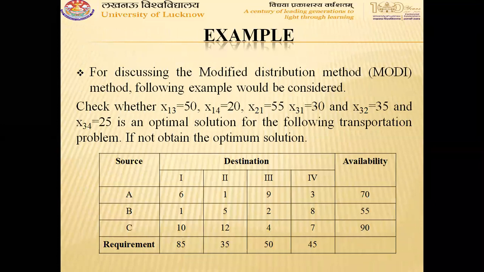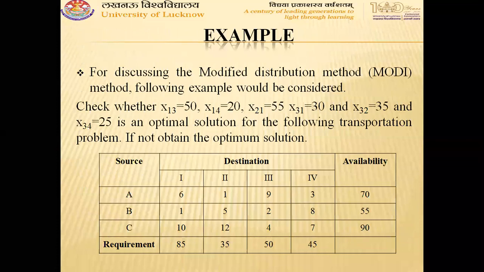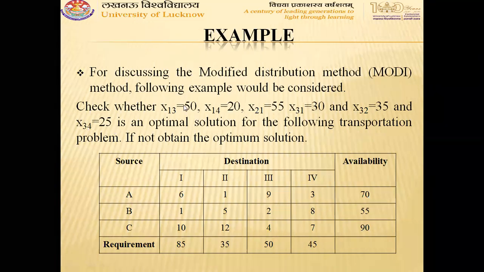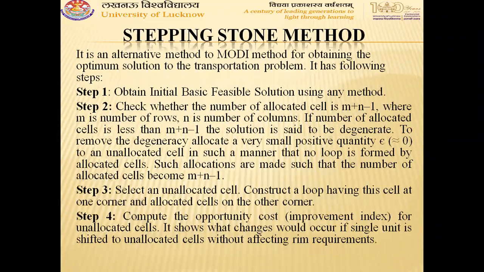So for discussing the stepping stone method, we will consider the following example, in which the initial basic feasible solution is given as x1,3 is 50, x1,4 is 20, x2,1 is 55, x3,1 is 30, x3,2 is 35 and x3,4 is 25. And we have to check whether the solution is optimum or not. If it is not optimum, then we would have to find the optimum solution. As initial solution is given, we will move to second step of stepping stone method.